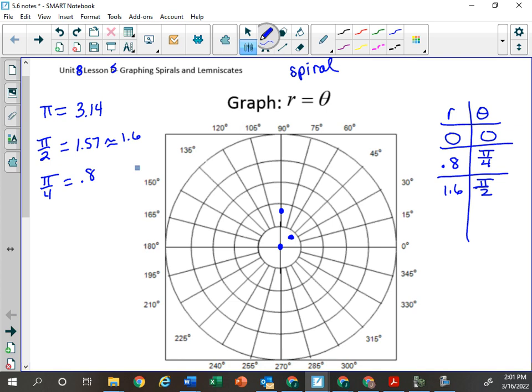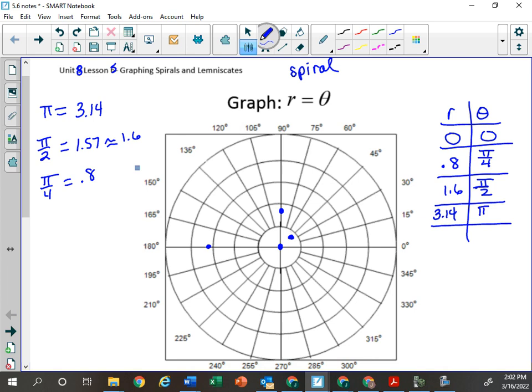Let's do pi next. You could do 3 pi over 4, but pi is 3.14, so you're going to go 3 and a little over to pi. There'll always be a domain restriction on this because it would just keep going forever. We're going to graph 0 to 2 pi, but otherwise it would just keep growing.